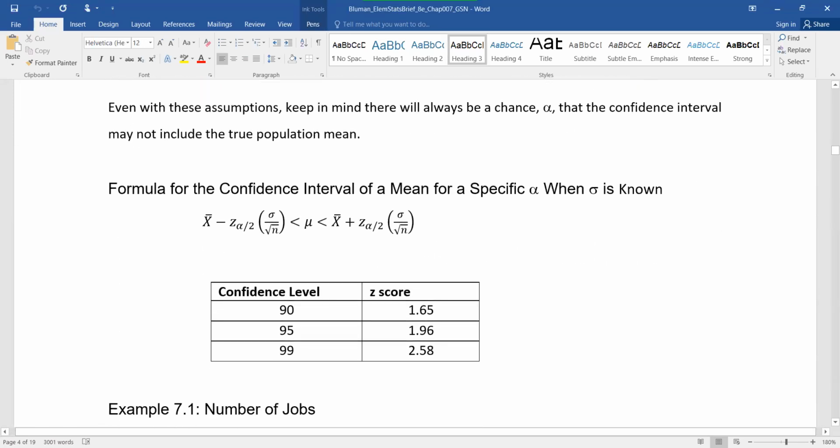So even with these assumptions, keep in mind there will always be a chance, alpha, that the confidence interval may not include the true population value. That is why in statistics we're never 100% sure about anything unless we're 100% sure that it's not going to happen. Like, what are the odds that you're going to land on a 7 on a die? Not possible. So we're 100% positive that that's not going to happen, right?